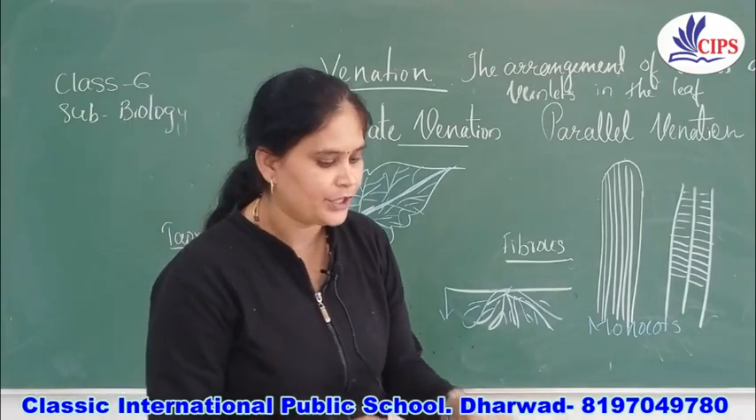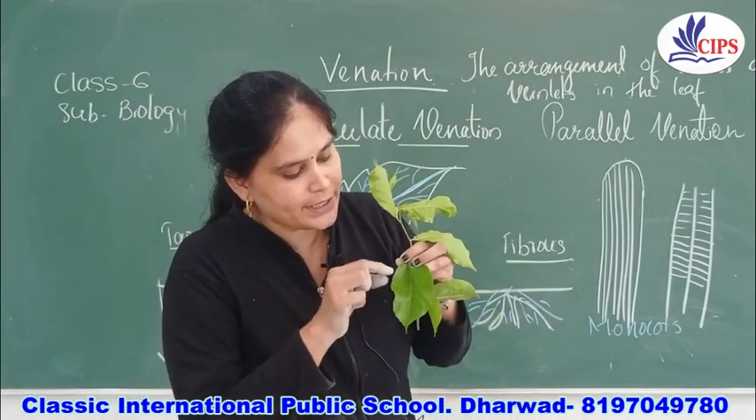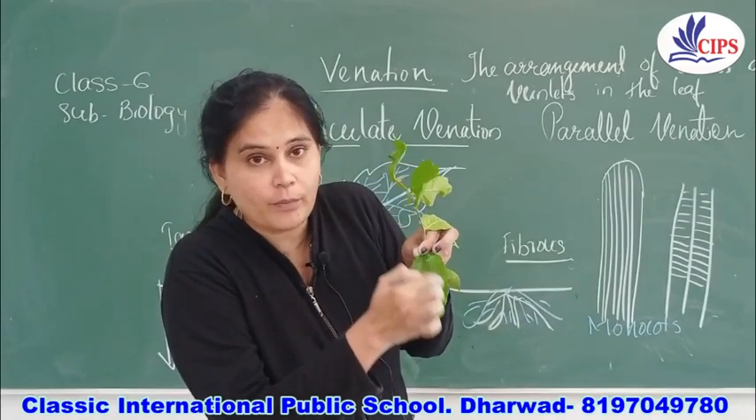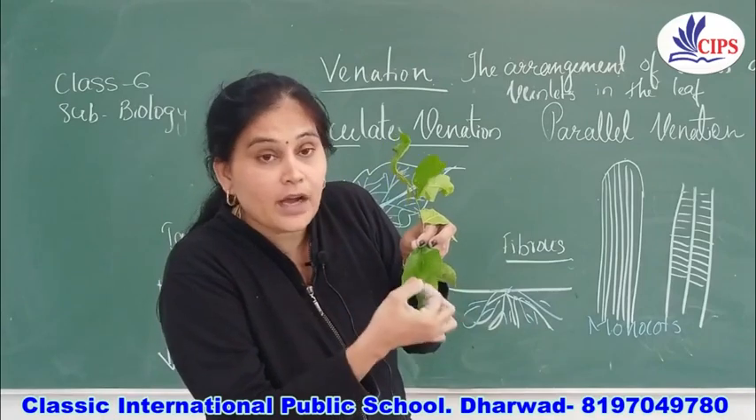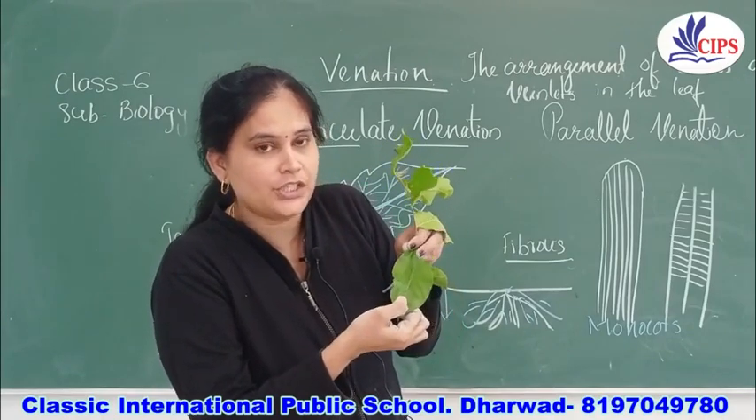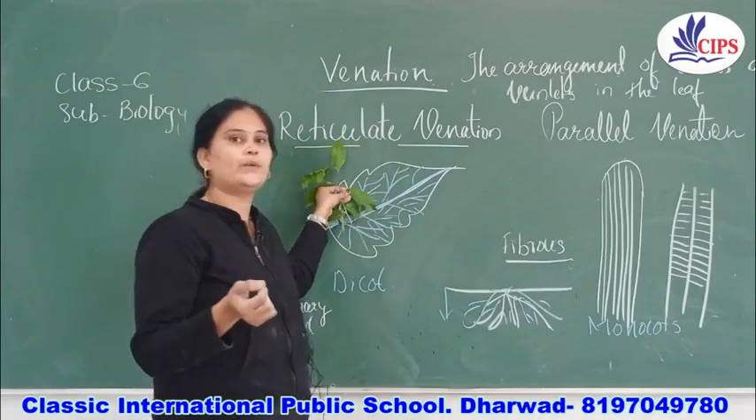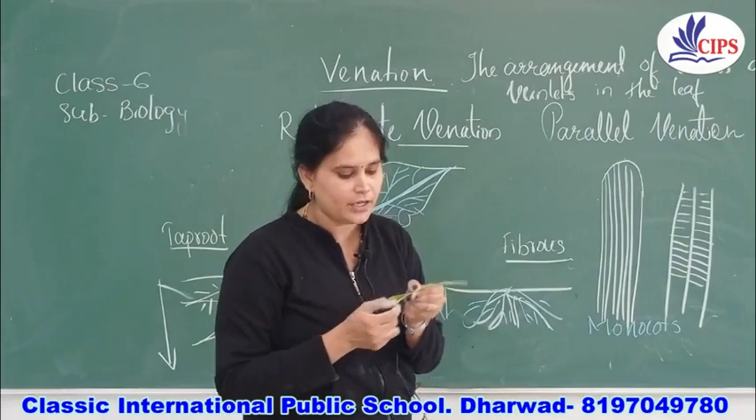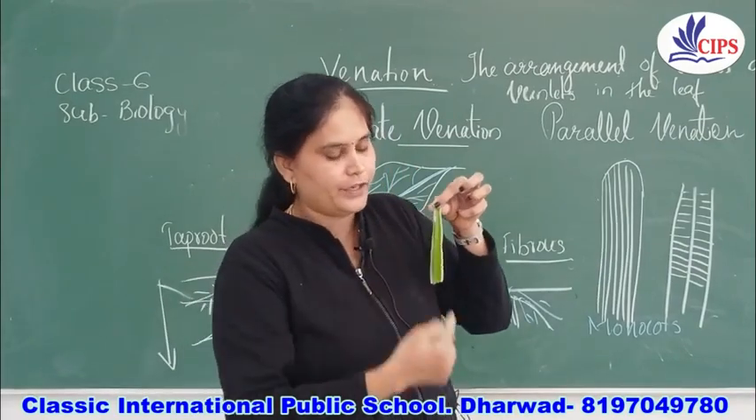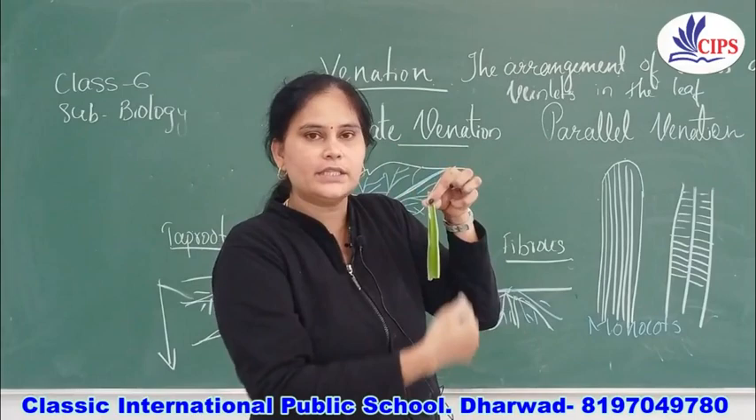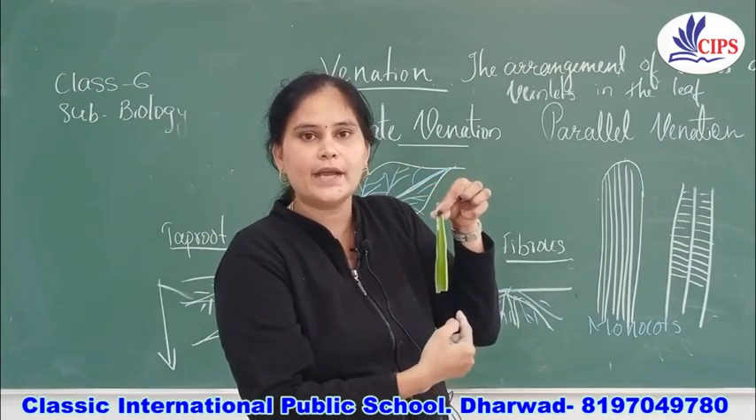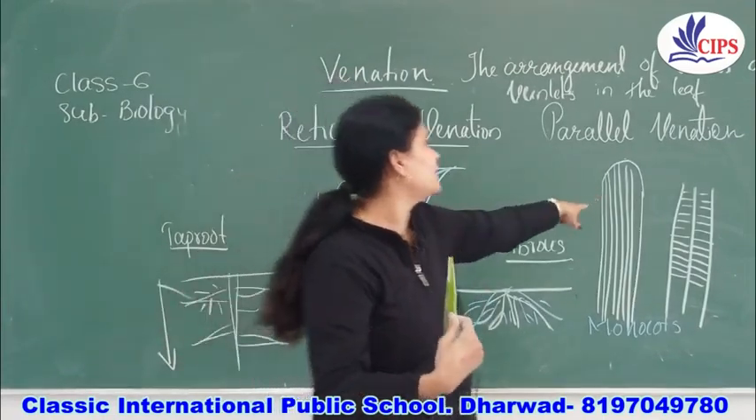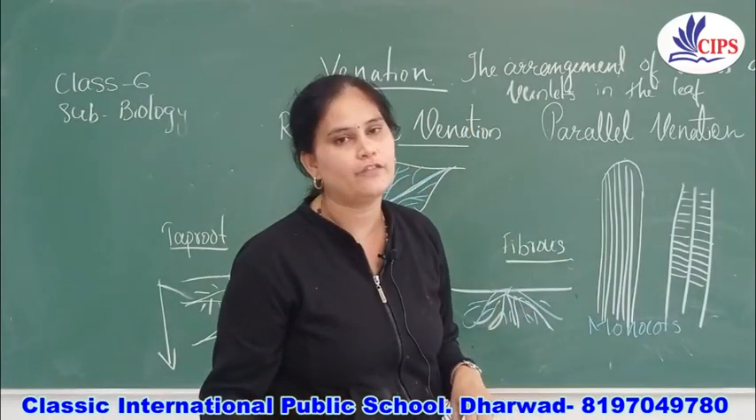See, children, here you can see it is forming a network. These are veins, and these are the veinlets which are dividing and forming a network. So this kind of venation is called reticulate venation. Whereas in the parallel venation, when you see this kind of leaf, the veins are running parallel, they are not intersecting, they are not forming any kind of network, right? So this type of venation is called parallel venation.